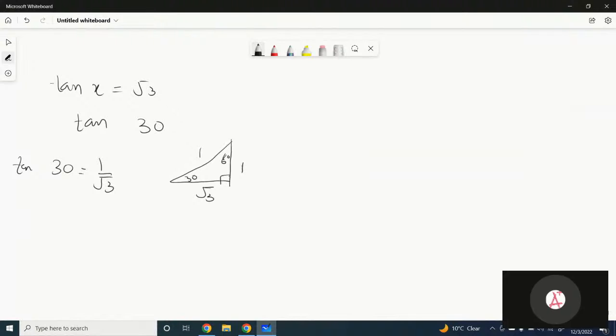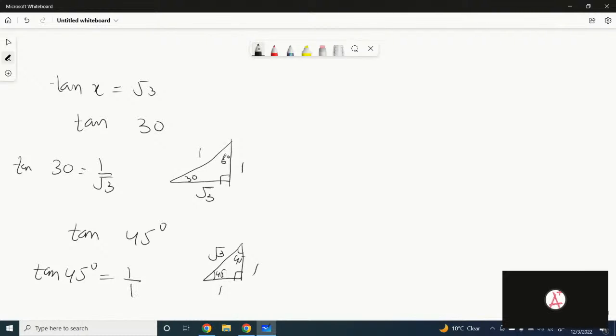Okay. Then let's just find tan 45. For tan 45, you have a triangle that is 45, 45 and 90. Here you have 45, here you have 45 and here you have 90. The sides are 1, 1 and square root 2. In case of tan 45, it would be opposite divided by adjacent. So it would be 1 over 1. So it would be 1.